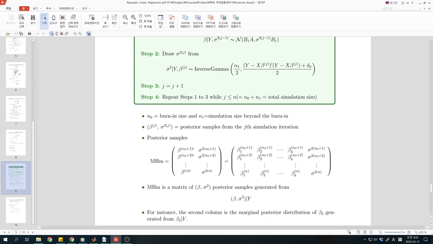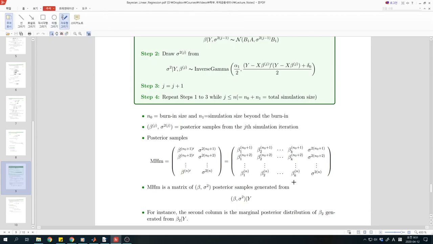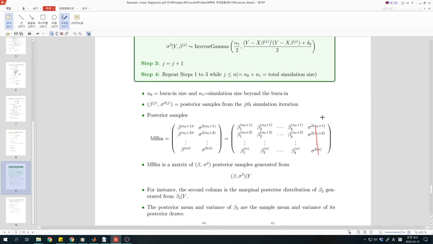Then the first column is posterior samples for beta 1. The second column is posterior samples for beta 2. The third one is samples for beta 3. The last column is the posterior sample for sigma square. Okay, so then this matrix defines the joint posterior distribution of beta and sigma square. So these are samples from the joint posterior distribution of beta and sigma square given y, right?